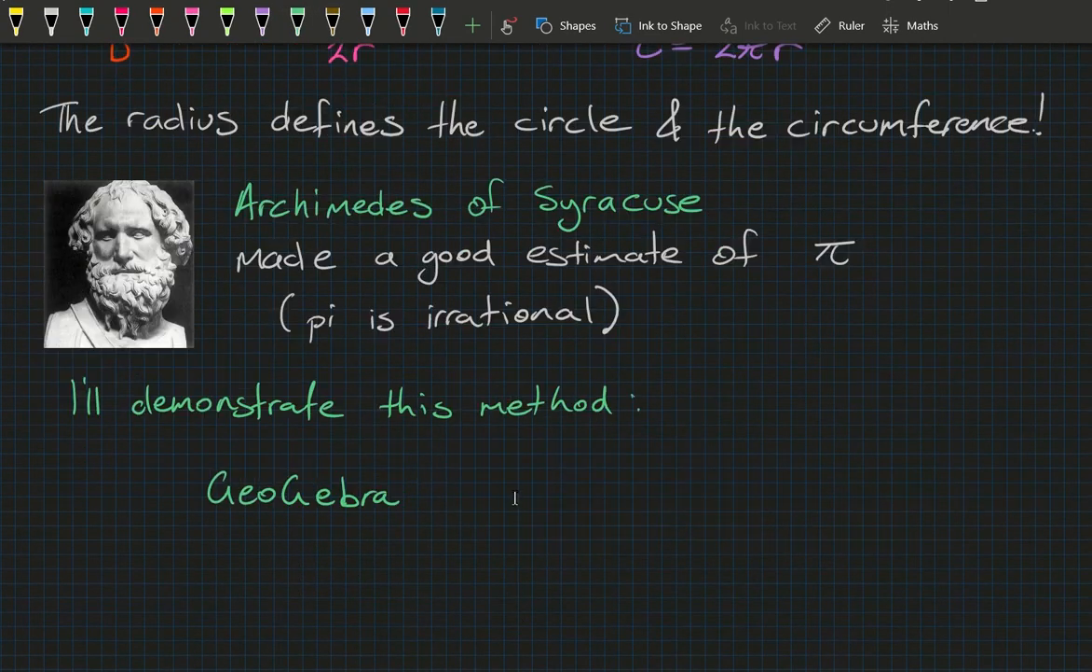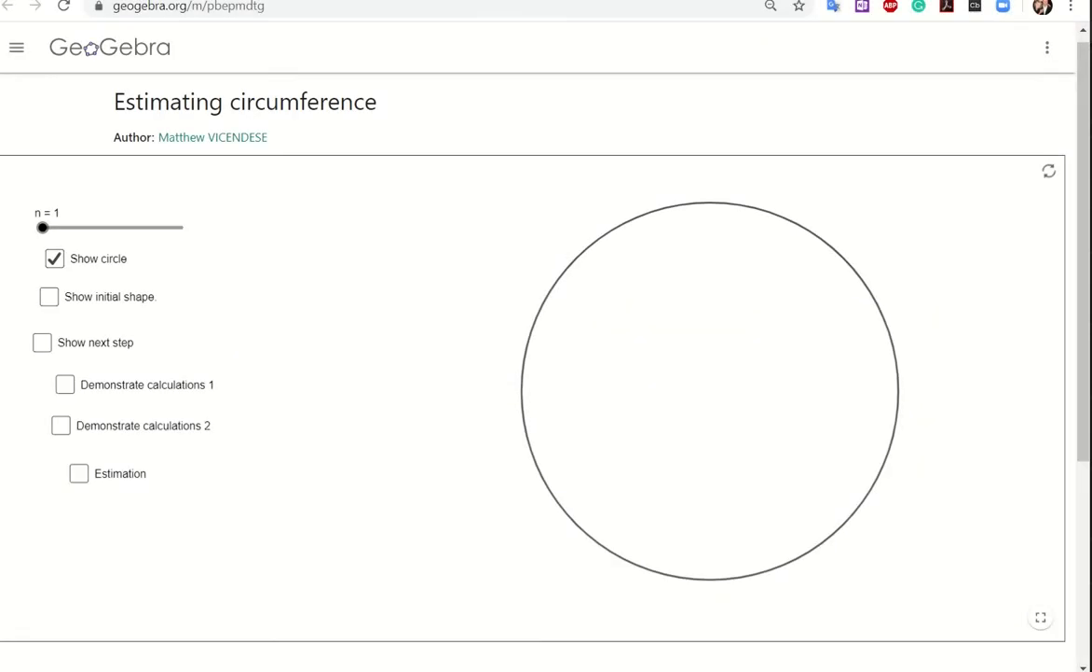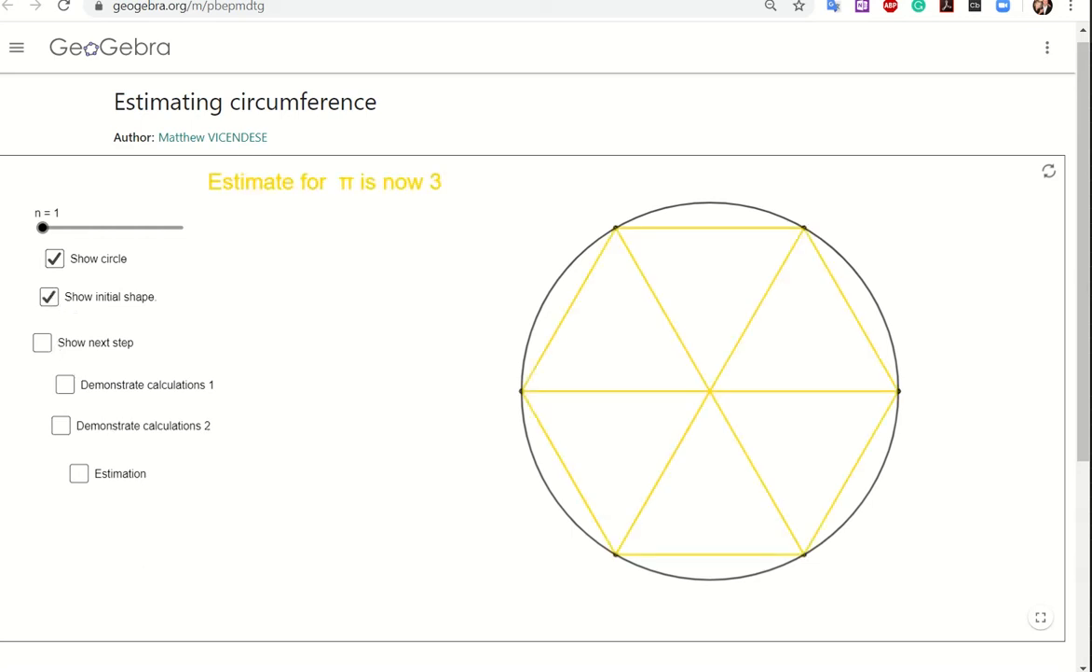And here is a link to the applet we'll be using. If we start with a circle that has a radius of 1, we can fill it with 6 equilateral triangles. Their edges are as long as a radius, which is 1. So counting the outside edges, the first estimate for the circumference is 6. So if 2 pi times a radius of 1 is 6, that means that our first estimate is 2 pi is equal to 6, i.e. pi is now equal to 3.